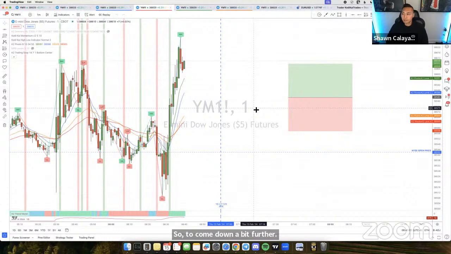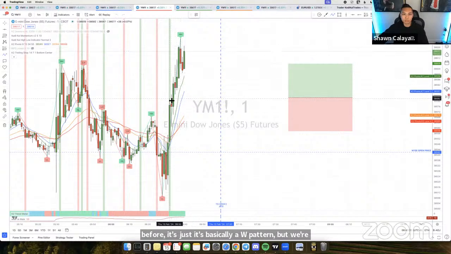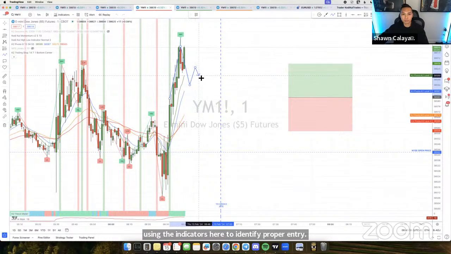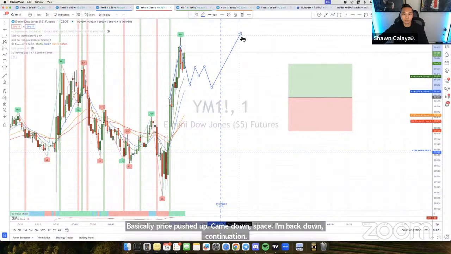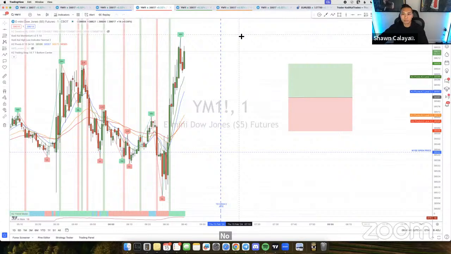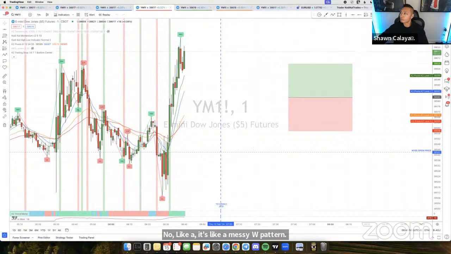ATR is currently 18 right now. Decent ATR. Yeah, exactly, Maddie. Meets your criteria too for your confluence. We got that push. Now we need the retracement, space, and continuation. So again, guys, like I was mentioning before, it's basically a W pattern, but we're using the indicators here to identify a proper entry. So basically price pushed up, came down, space, come back down, continuation. It's a W pattern. It's like a messy W pattern. It's a W within a W, basically.